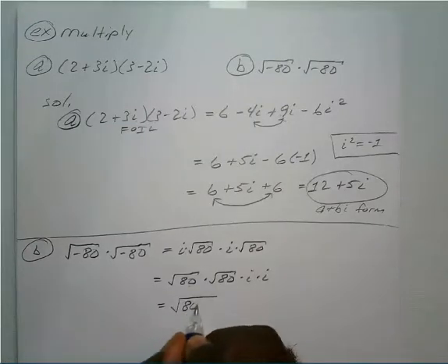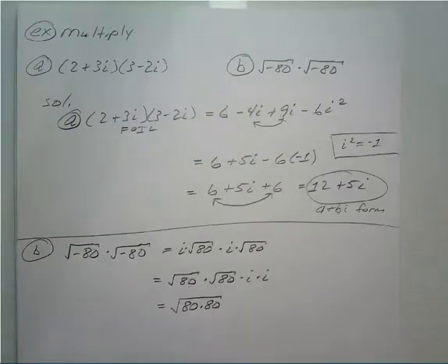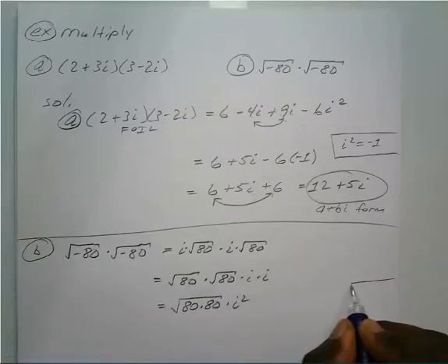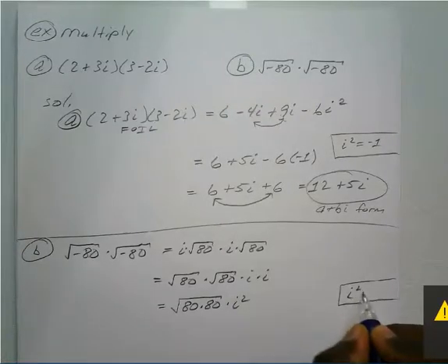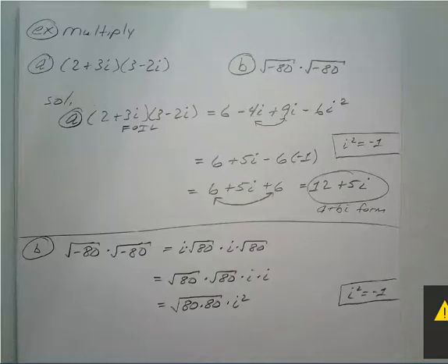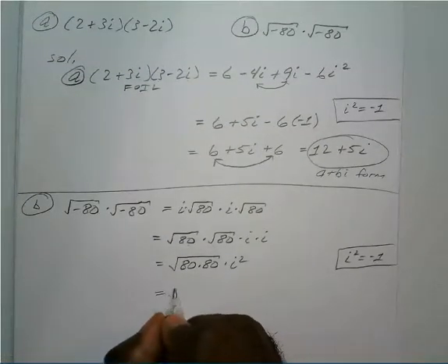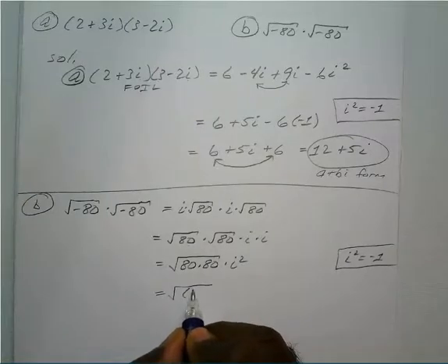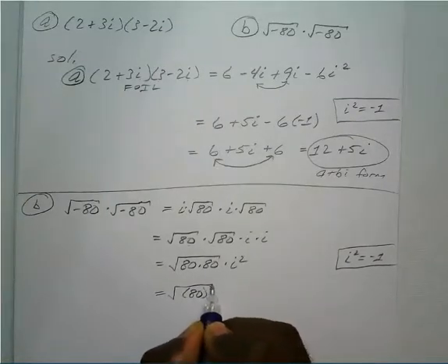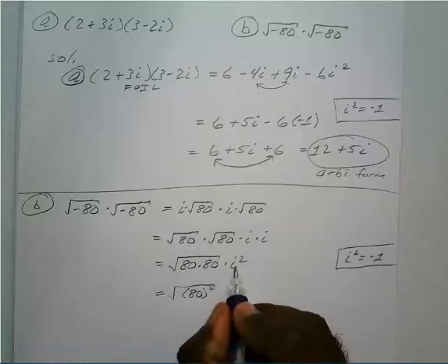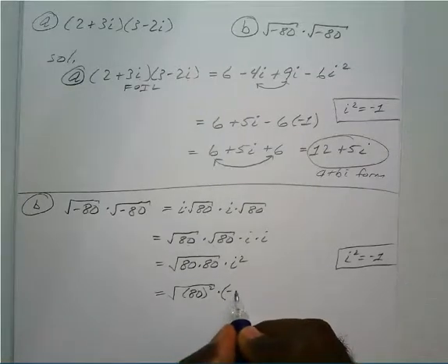So you can go ahead and combine those two and put them all under one root symbol. So you have square root of 80 times 80, times i squared. And once again, remember that i squared equals negative 1. So if you remember, 80 times 80, you can just make that square root of 80 squared. And i squared times negative 1.